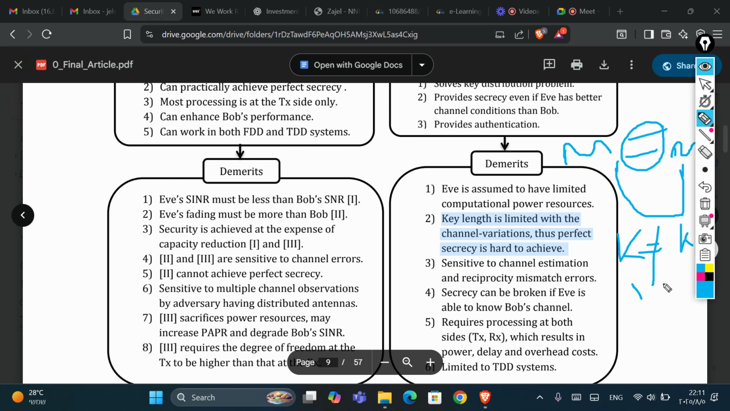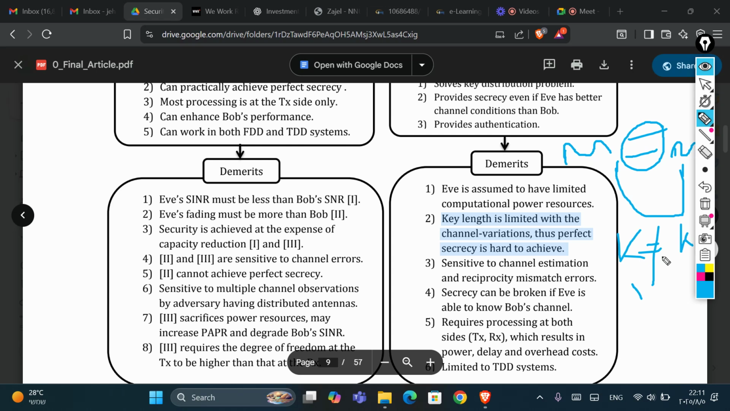So we have techniques that can fix that, and we can talk about these techniques later in the coming lectures, to make sure that the key that was extracted at Bob is the same as the one at Alice, and we don't have any errors or any mismatch.